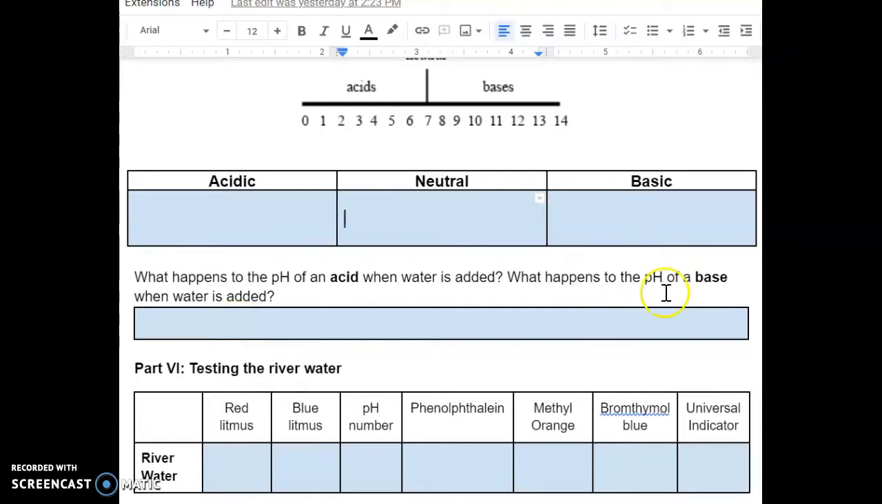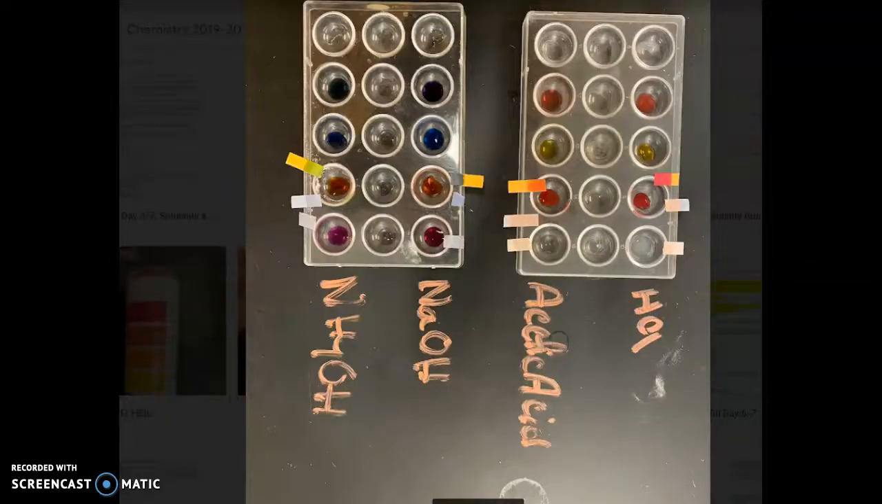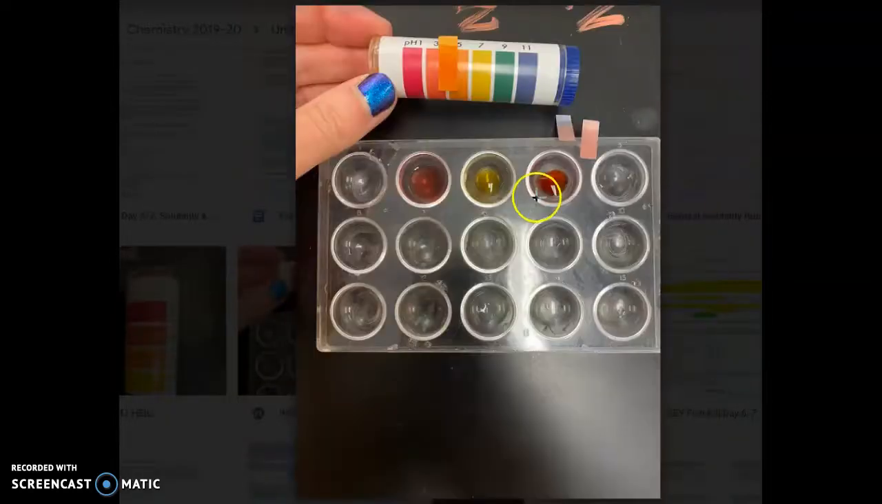Increase or decrease. Then you're going to add water to a base and see what happens to the pH. For the river water test, we go back to our pictures here. Here's the river water test. So when we dipped in the red litmus paper, it stayed red. The blue turned red.